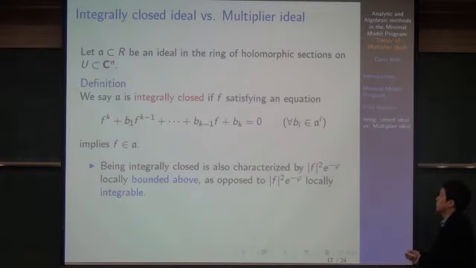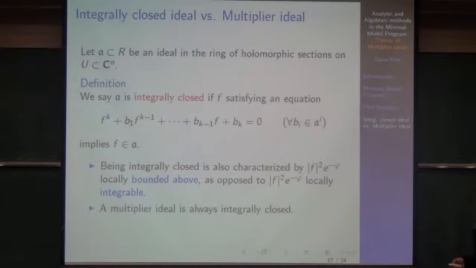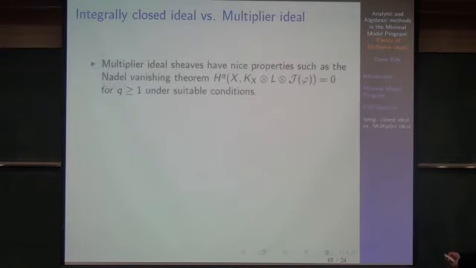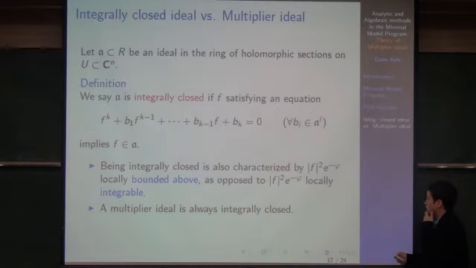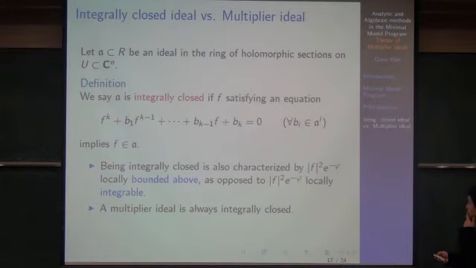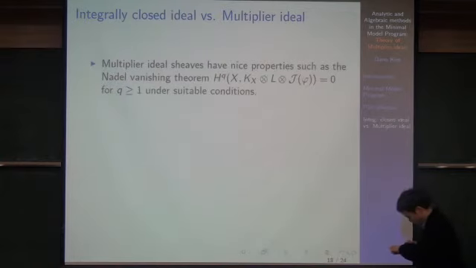So what's the relation between these two notions, integrally closed ideal and multiplier ideal? The relation is that a multiplier ideal is always integrally closed. And then you can ask whether the reverse implication holds, whether every integrally closed ideal is actually a multiplier ideal. You could ask the other direction. So the first person who thought about this kind of question was Lazarsfeld. And so he had the following motivations.